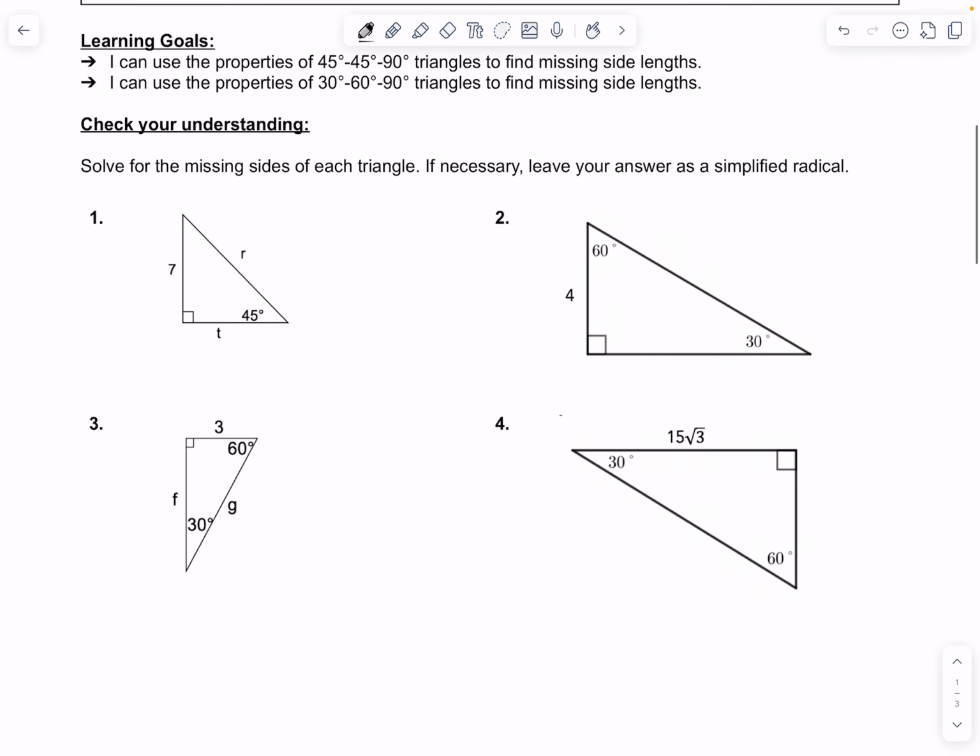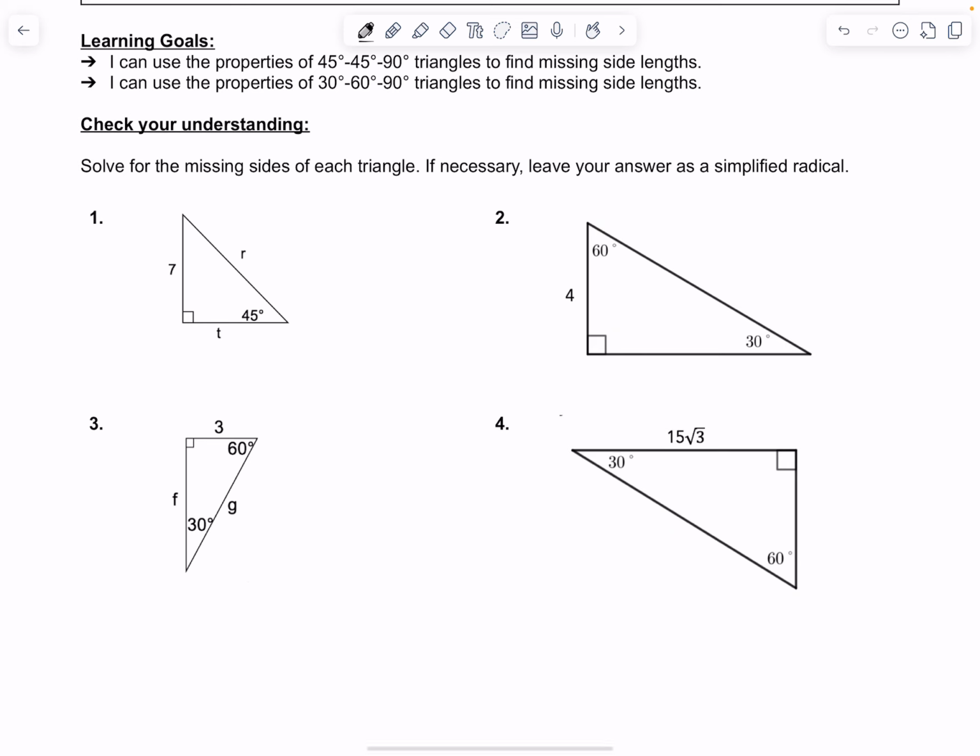So we're going to solve in these first four to find the missing sides of each triangle. Again, you can notice all four of them are either 45, 45, 90 or 30, 60, 90. And if necessary, since we're not using a calculator, we're going to use radicals in our answer. We're going to be okay with radicals.